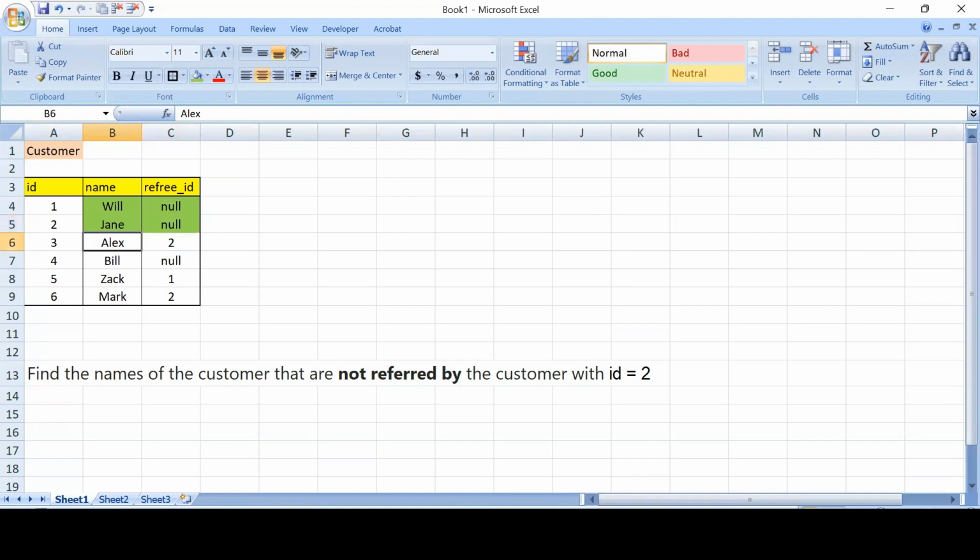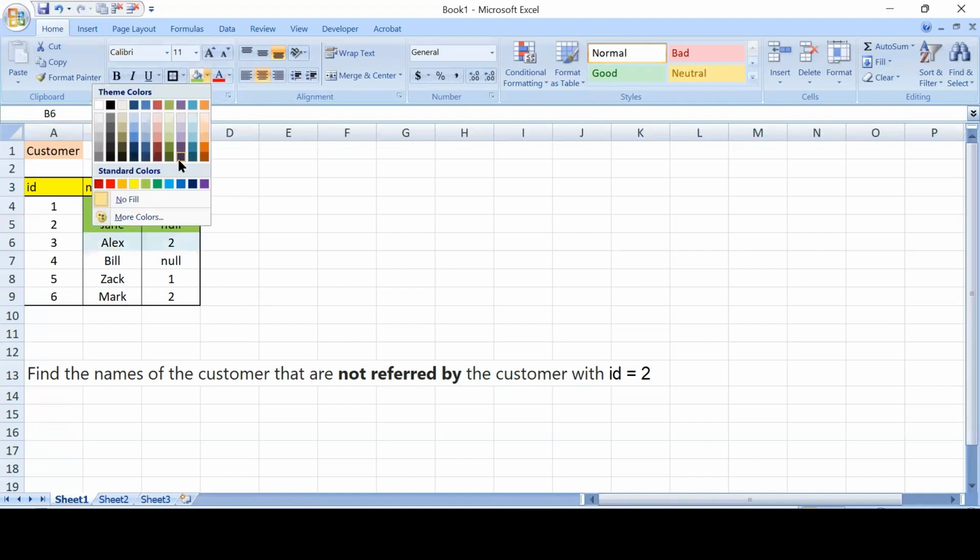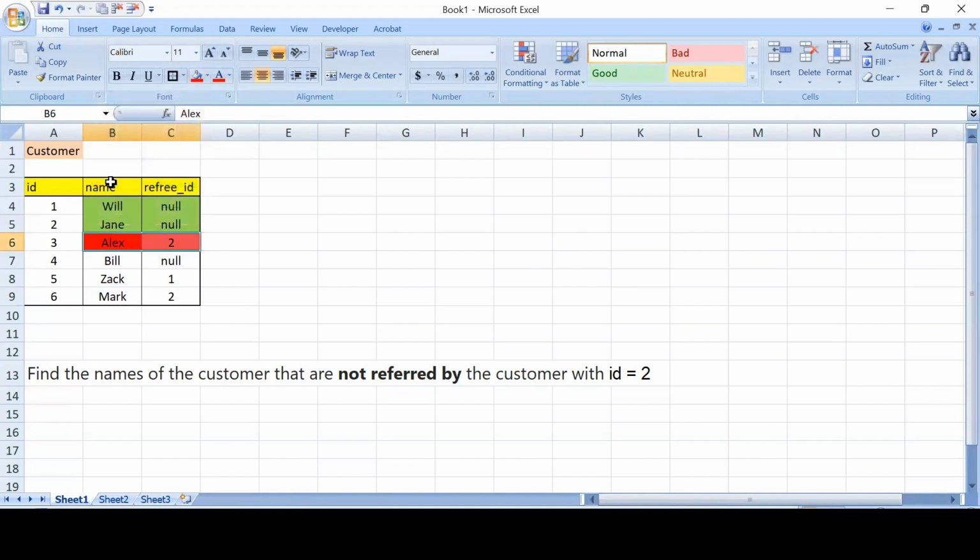Let's look at the third customer, Alex. So Alex was referred by who? Alex was referred by ID number 2, which is what we were asked in the output, not to report the name of all those customers who are referred by ID number 2. So Alex cannot go in the output. Simple as that. So Alex can be marked with a red here because Alex will be excluded from our output.